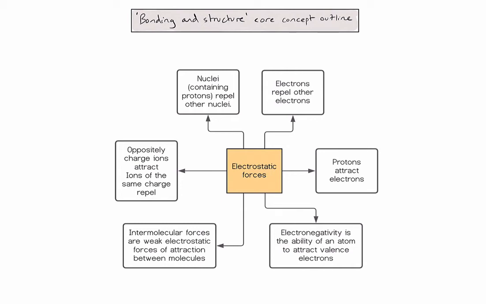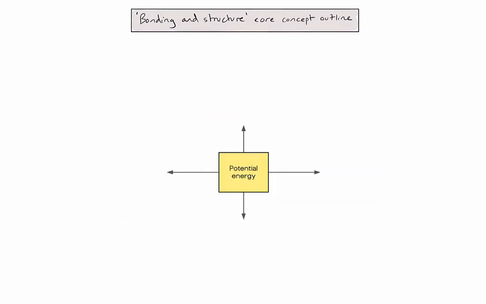Finally, and perhaps one of the more complex core concepts, is potential energy. As a quick reminder, potential energy is related to the position of charged particles. A low potential energy state, or a stable state, will occur when oppositely charged particles are close to each other, or similarly charged particles are far apart. These are favourable arrangements of those particles.